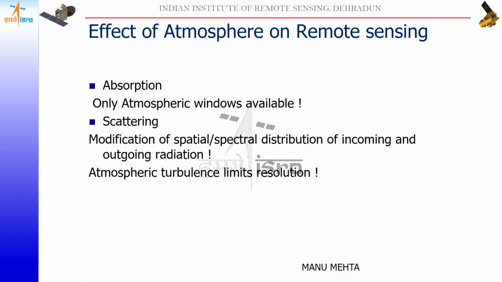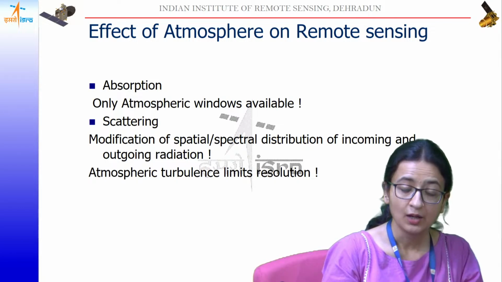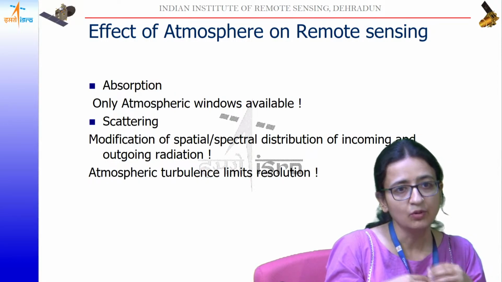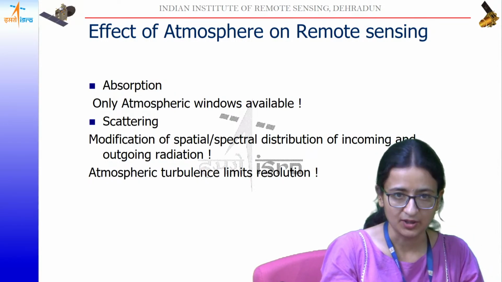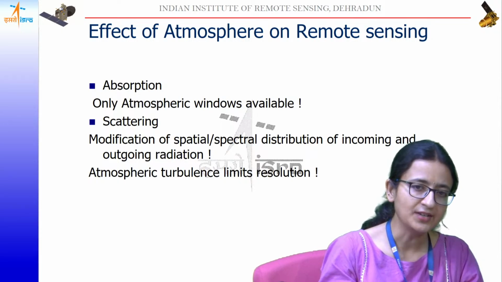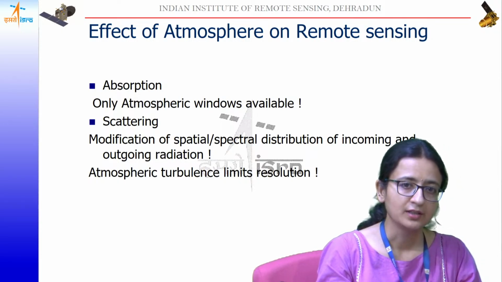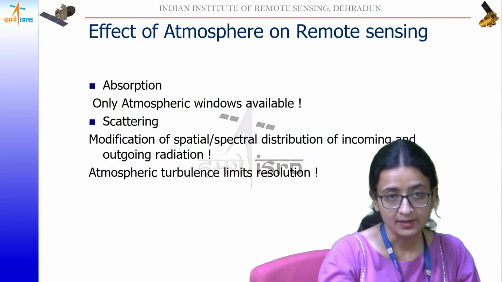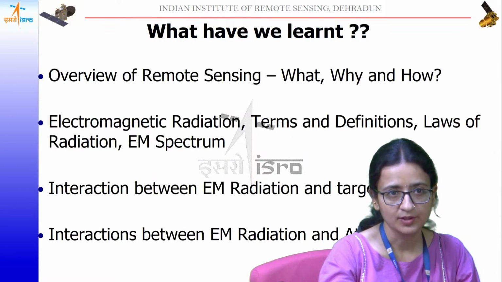But the effect of scattering on remote sensing is that it can modify the spatial as well as spectral distribution of incoming and outgoing radiation. The more the amount of scattering at a particular place, the more will be the haziness in the image. So contrast will reduce, right? So scattering will reduce the overall image quality, right? So this is the effect of atmosphere on remote sensing.